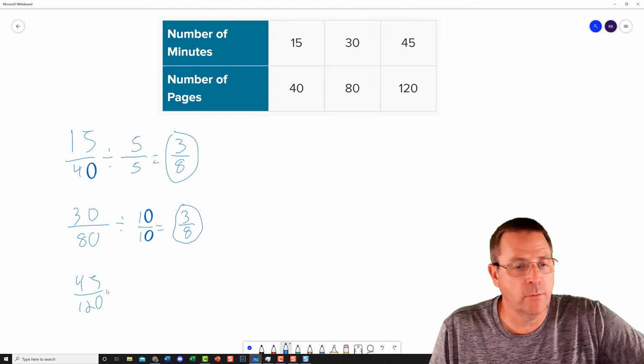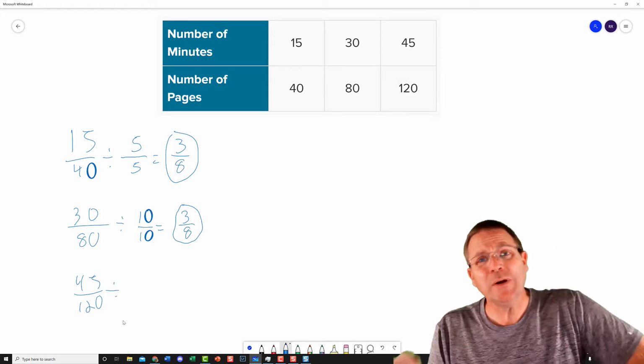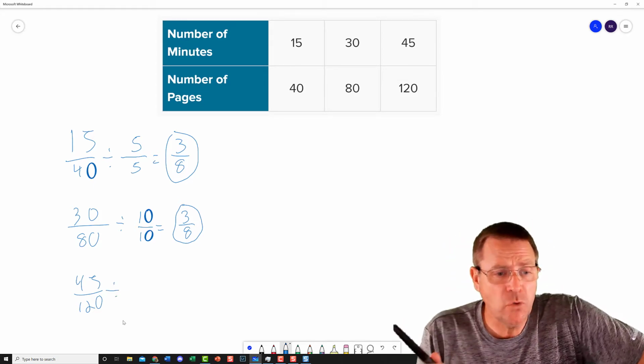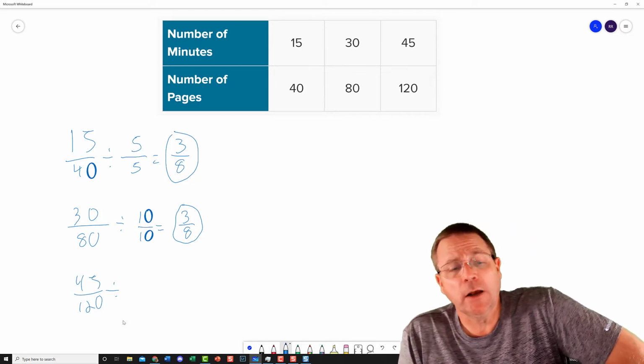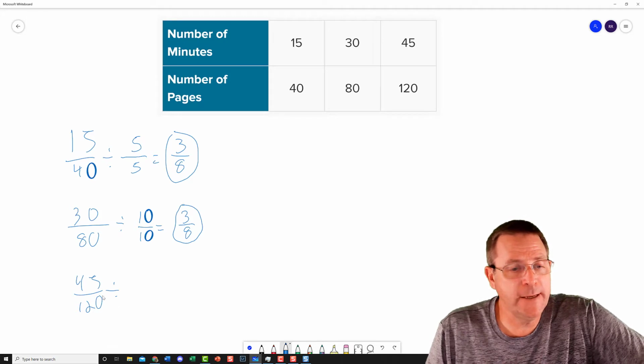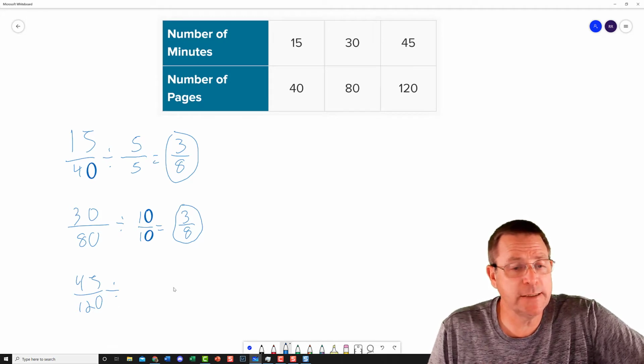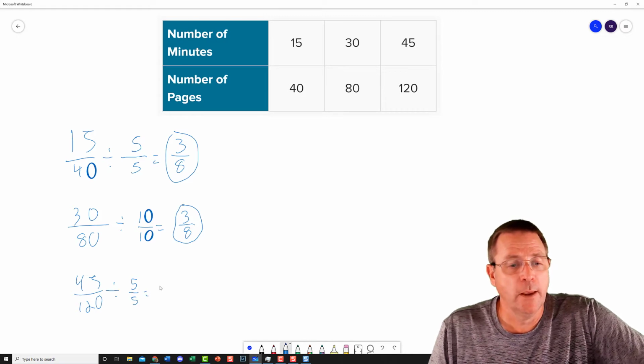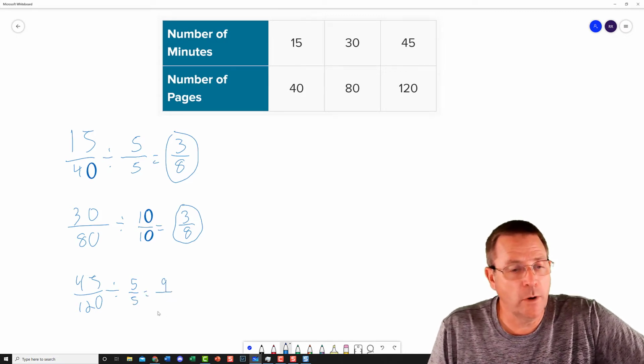And the final one, 45 over 120. Now that one's harder. I can't do that in one step. Well, I could, but I'm not going to. So I'm going to start off by trying a piece that I see, and the piece that I see is 5. I know the top and bottom are divisible by 5. 5 goes into 45 9 times. 5 goes into 120 24 times.